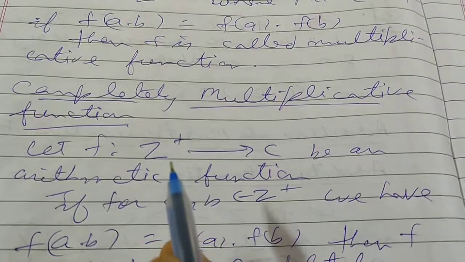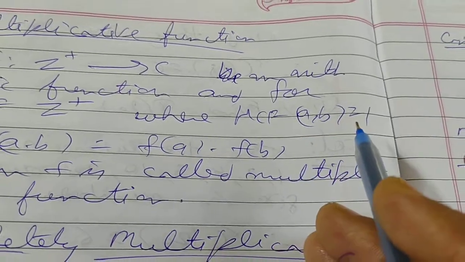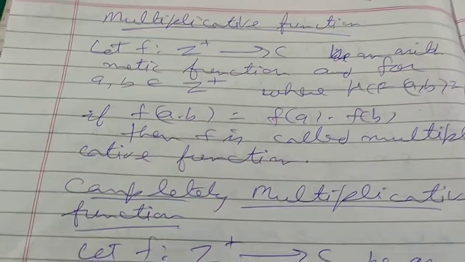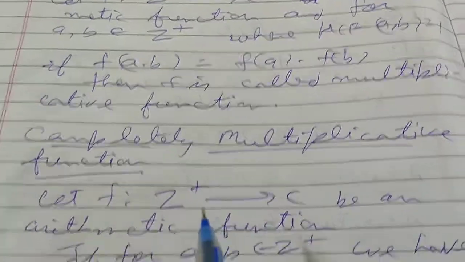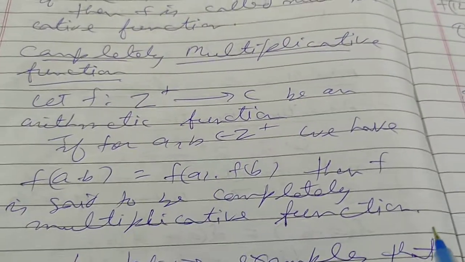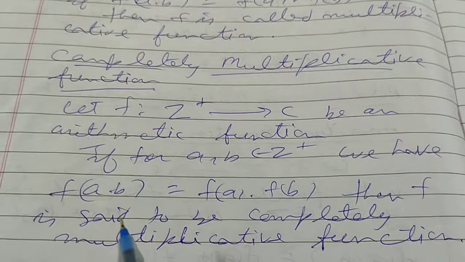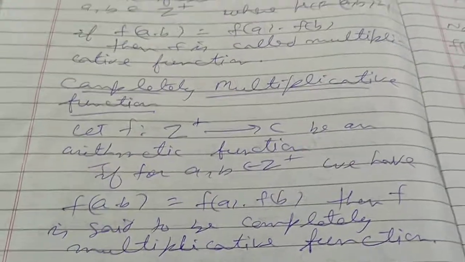Then we have the completely multiplicative function. What is that? The same condition as above, but the condition that the GCD of a and b is 1 is not there. So if a and b belong to the set Z plus, that is, they are positive integers, and f is an arithmetic function, in that case if we get f of a times b as f of a times f of b, then we say that f is a completely multiplicative function. And remember that here the condition that the GCD of a and b is 1 is not required. It may or may not be 1. So in both cases it should be true.